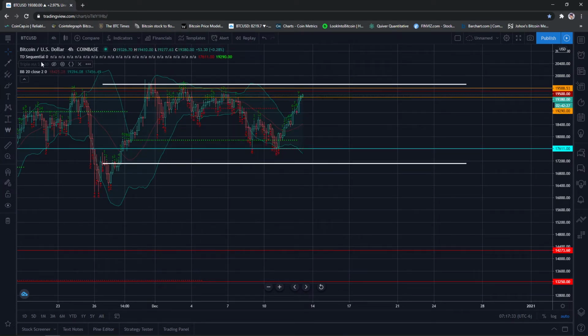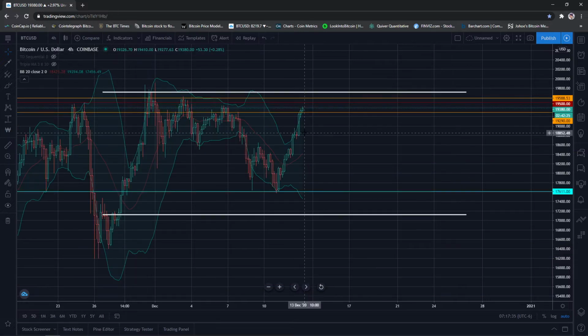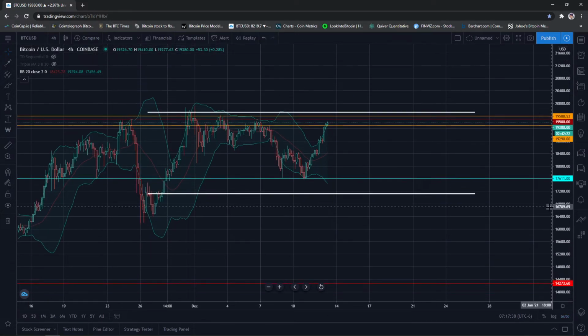Bollinger Bands. Let me get rid of some of this other stuff. We're on the upper limit. You want this to follow through some. Yeah, see, so we're on this upper limit. We're kind of outside of it already. We could get a pullback, a little one, maybe back down to like 19.